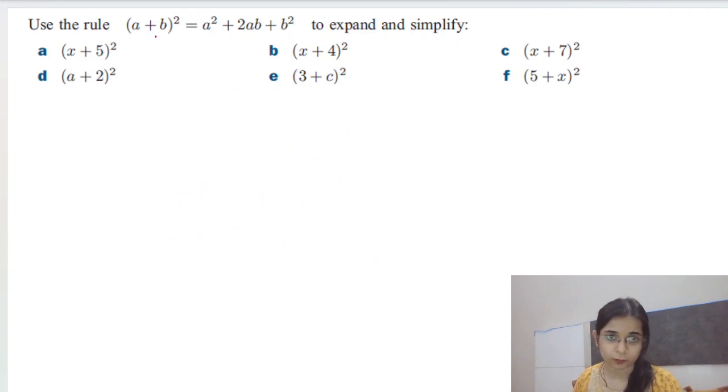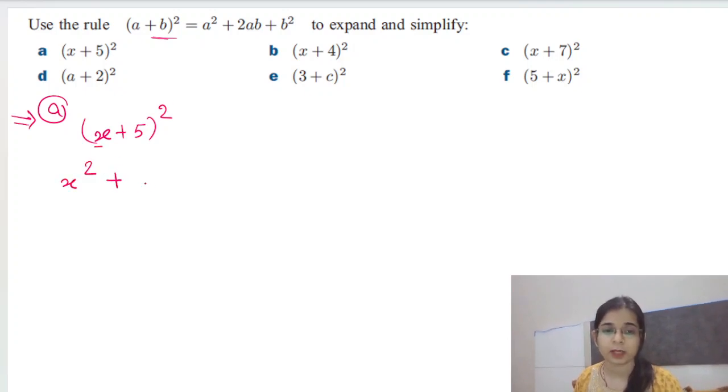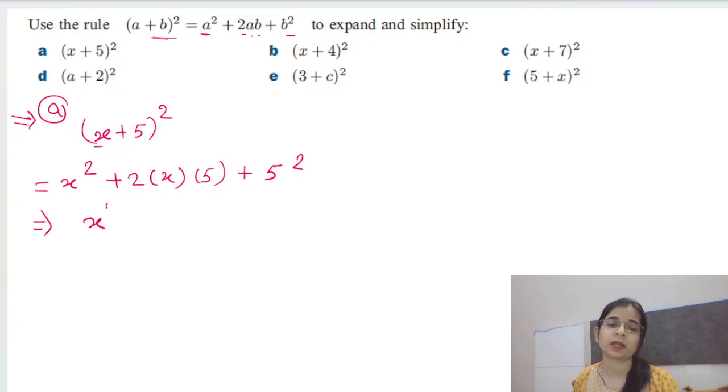Okay, now using this formula you have to expand the terms given in the question. So in the first question, (x plus 5) square: the square of the first term, plus 2 times first term and second term, and square of the second term. Just keep in mind, in each step you have to write down the equal to sign. Don't forget that. 5 into 2 is 10, into x, plus 5 square is 25. Like this we are going to expand.